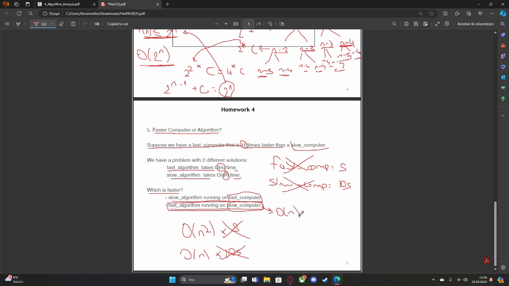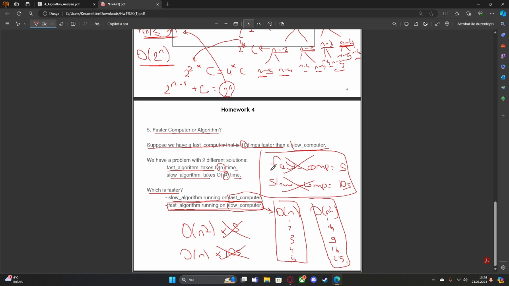work faster than the slow algorithm, because O(n) takes less time than the slow algorithm. It's going like 1, 2, 3, 4, 5, but it goes 1, 4, 9, 16, 25. As you see, the fast algorithm running on a slow computer is faster than the slow algorithm on a fast computer. It doesn't matter which computer we are using.